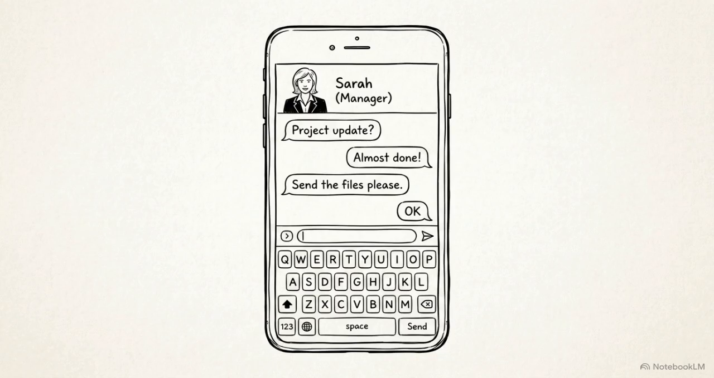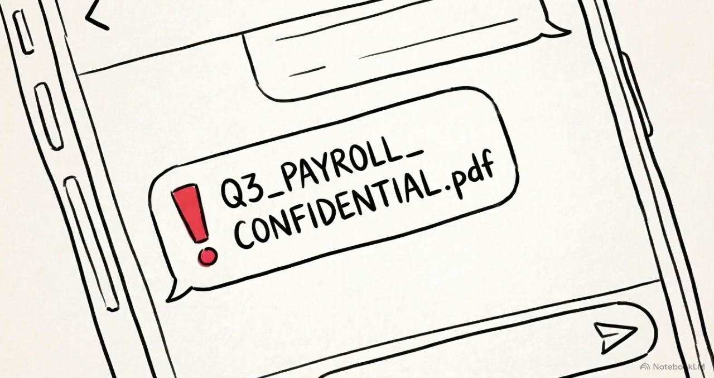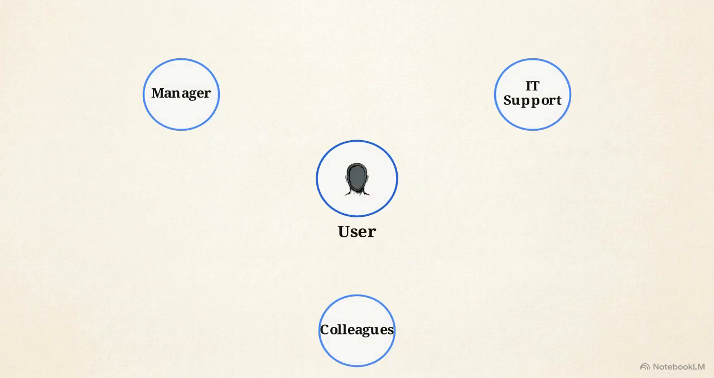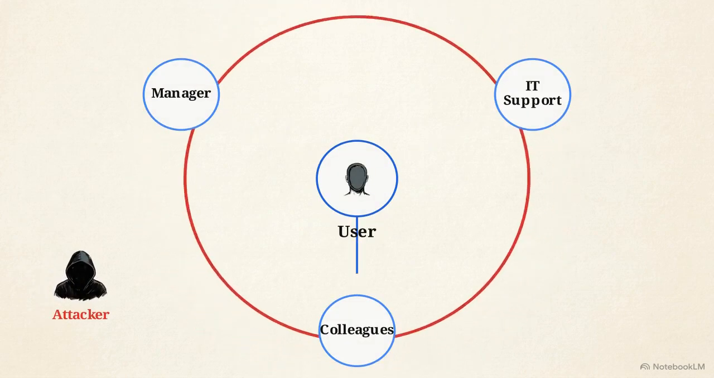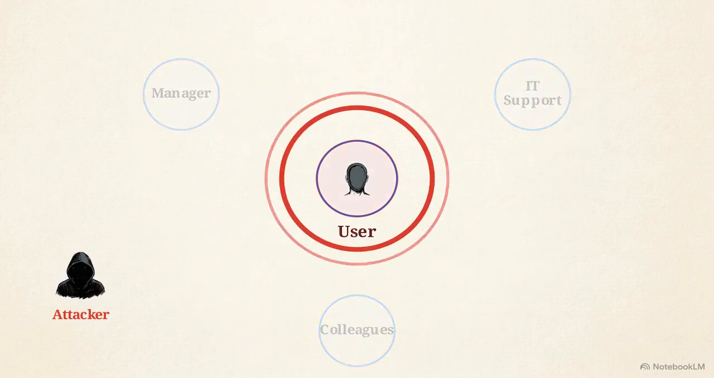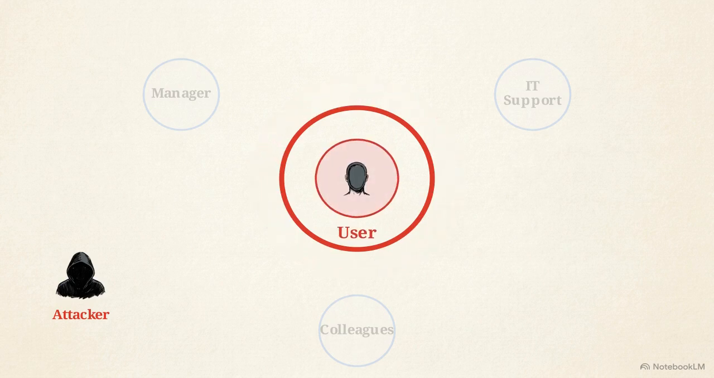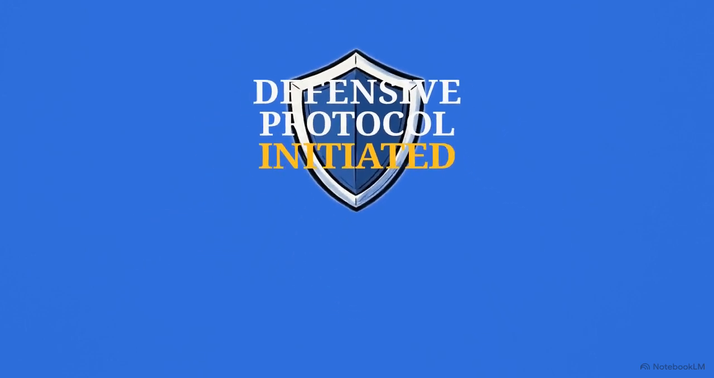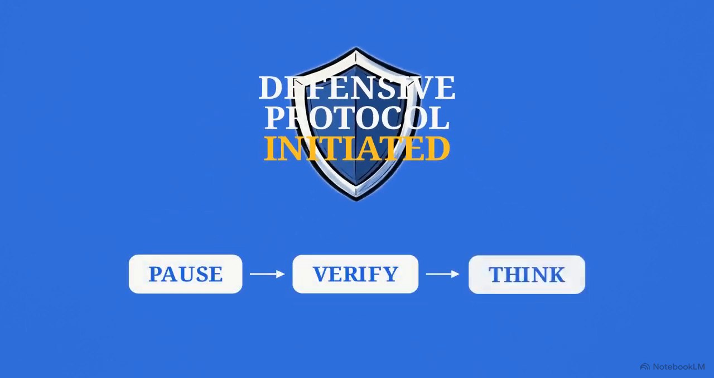Consider a scenario where you receive a message that appears to be from your direct supervisor. They state they are stuck in a meeting and need you to immediately transfer the employee payroll file. The message contains a specific instruction designed to isolate you. It says, "I'm busy, do not call me, just send it here." This isolation tactic removes your ability to check with colleagues or follow standard verification steps, forcing a rapid and solitary decision. Neutralizing this trap requires a three-step defensive protocol: pause, verify, and think.